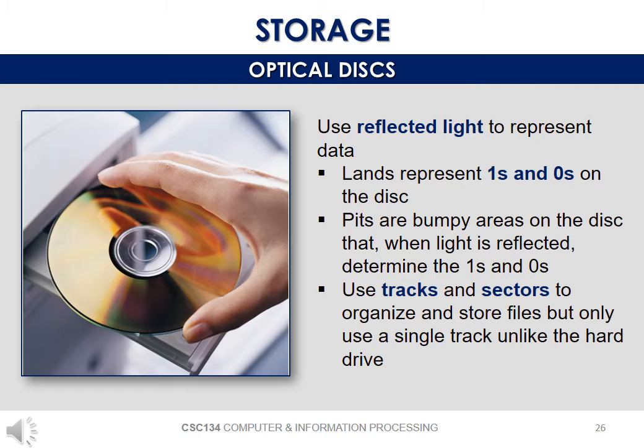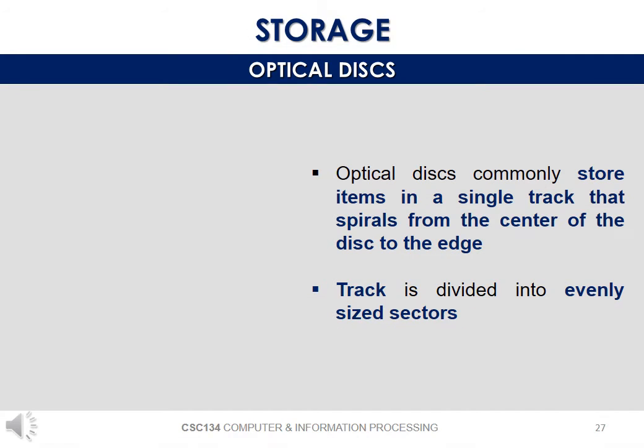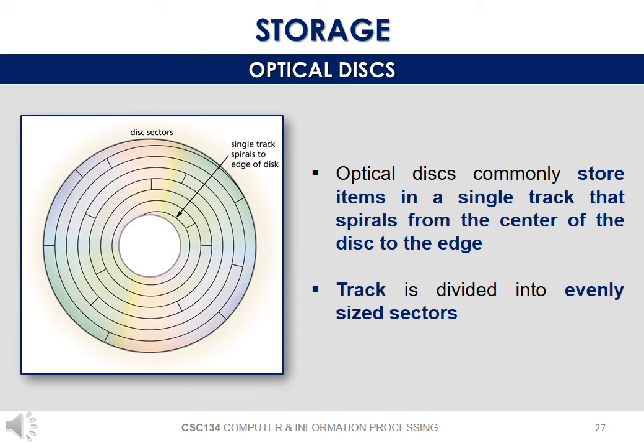Optical discs use tracks and sectors to organize and store files but only use a single track, unlike the hard drive. The optical disc commonly stores items in a single track that spirals from the center of the disc to the edge. The track is divided into evenly sized sectors.